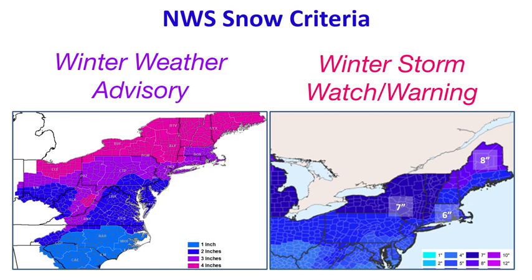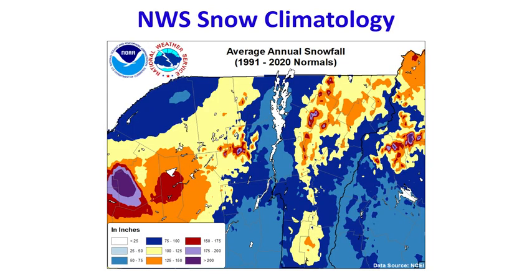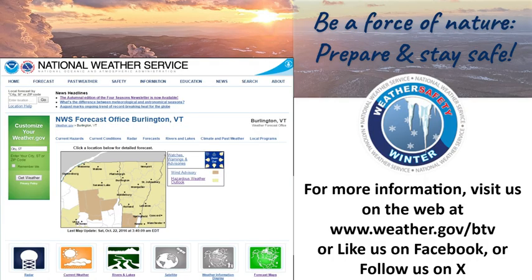Our winter weather advisory criteria is an event snow of 4 inches and for a winter storm watch or warning of 7 inches. Most locations on average experience over 50 inches of snow per year, and several of our higher elevations experience over 100 inches of snow. The jet stream is strongest in winter, and so winter weather such as snow will likely occur every 3 to 7 days across the region. So be prepared so you can enjoy the winter season while staying safe.